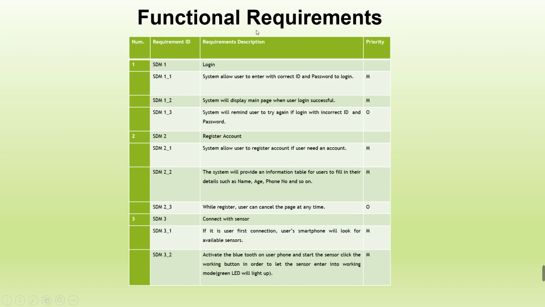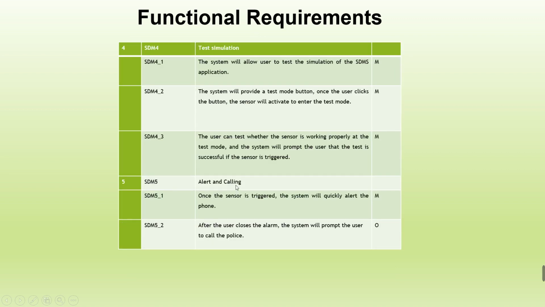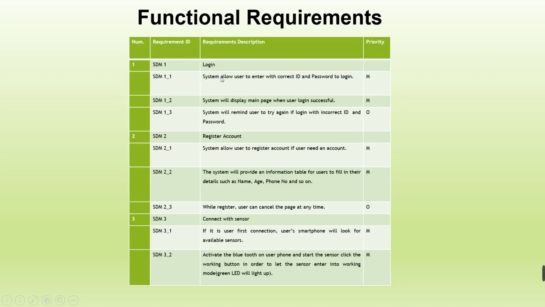For the functional requirements, we have a total of 5 parts. The first part is login. The system allows the user to enter with the correct ID and password, and after the user enters the correct ID and password, the system will display the main page with login successful. The system will also remind the user to try again if the login ID or password is incorrect.